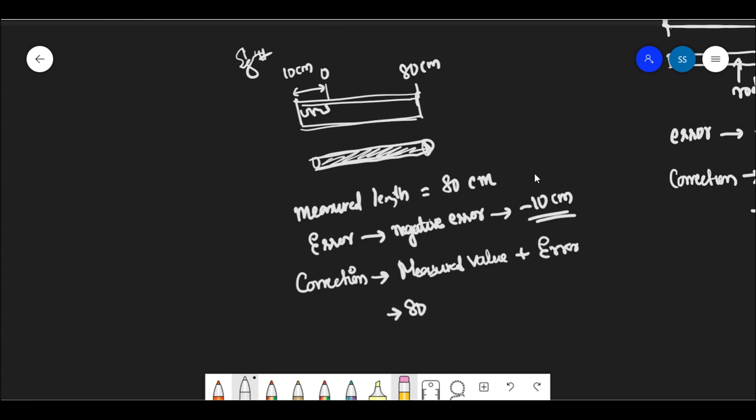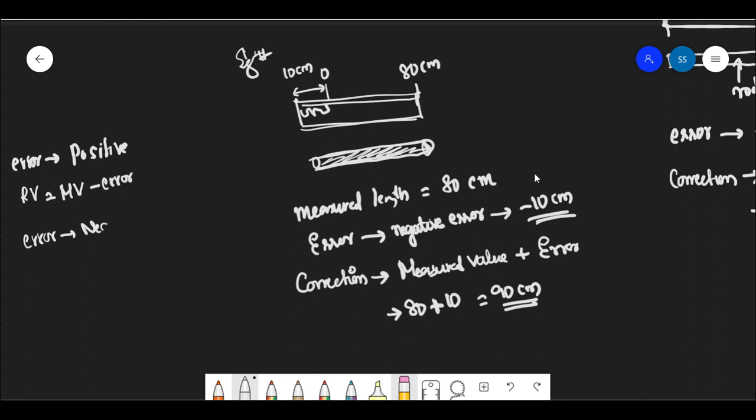So what is the measured value? 80 plus, it's not negative, plus 10, it will give you 90 centimeters. This is the actual length of the rope, right? So whenever the error is positive, I repeat, the real value is equal to the measured value minus the error, and when the error is negative, the real value is equal to the measured value plus the error.